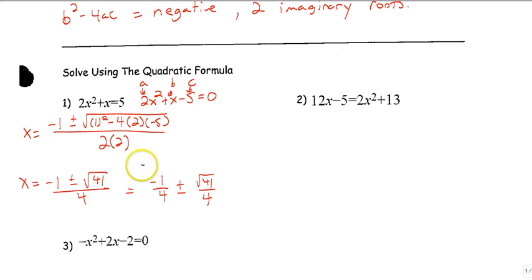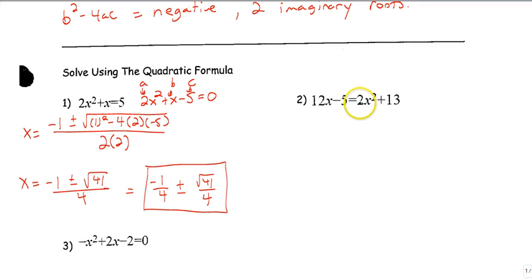So my final answer is, the two answers will be negative 1/4 plus root 41 over 4 and negative 1/4 minus root 41 over 4. And that is exact. So with these problems, if you're solving with the quadratic formula or completing the square, it has to be exact.